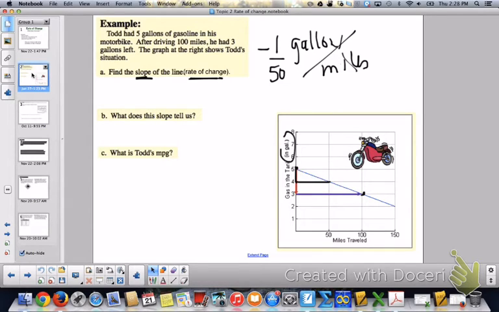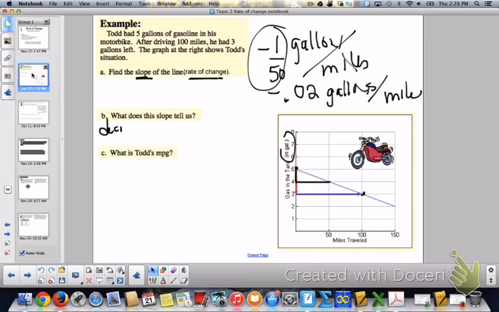So if you do 1 divided by 50, we're talking about -0.02 gallons per mile. So anytime you're doing a rate of change, you want to get it down to per 1 unit. So you do want to divide that out. Okay, now what does that slope tell us? It's negative, so there's a decrease of 0.02 gallons for each mile driven.